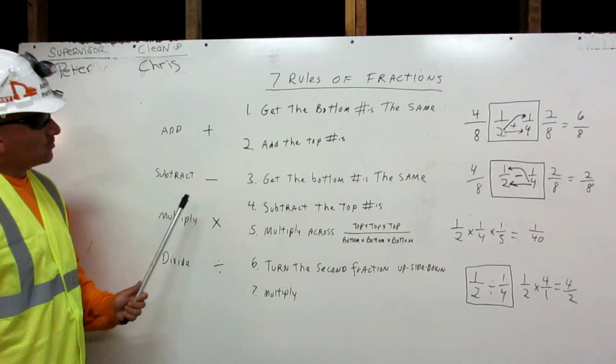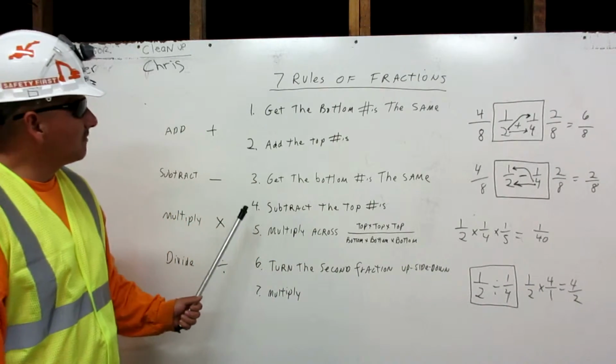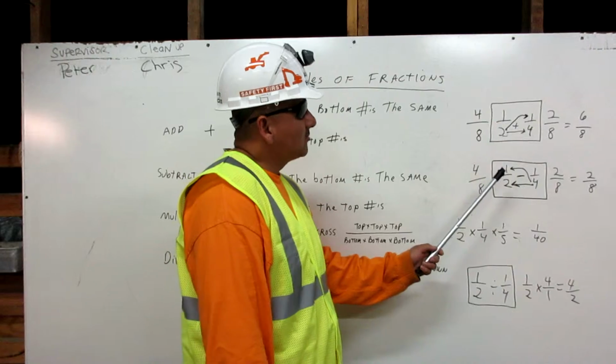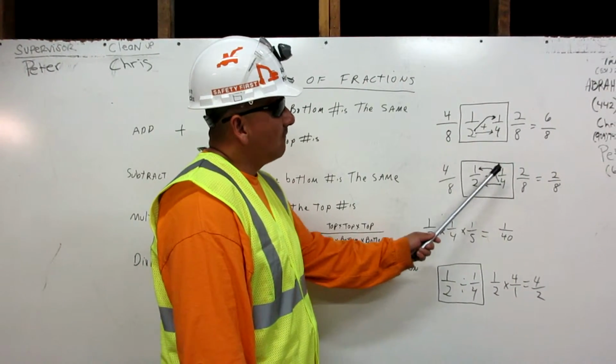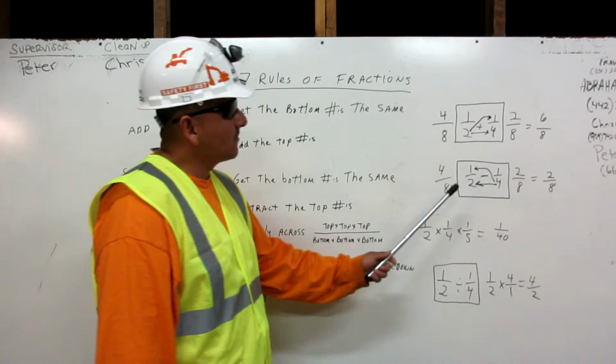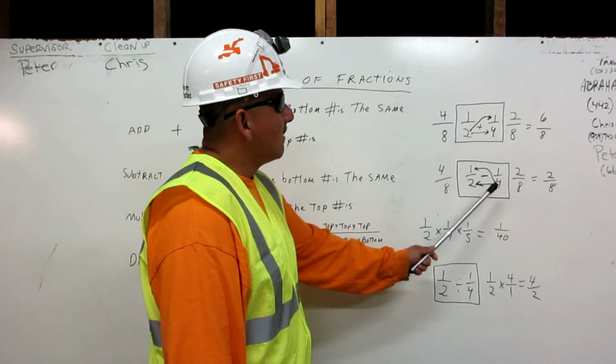Then to subtract, we got rule number 3, get the bottom number the same, and rule number 4, subtract the top numbers. Here's an example. I'm trying to subtract 1/2 minus 1/4. I can't do nothing until I get my bottom numbers the same. So to do that, I put a square around it and I cross multiply.